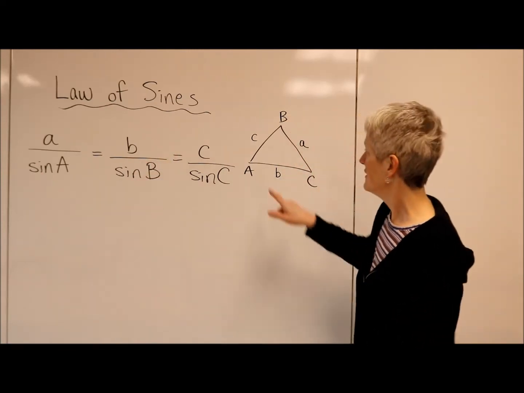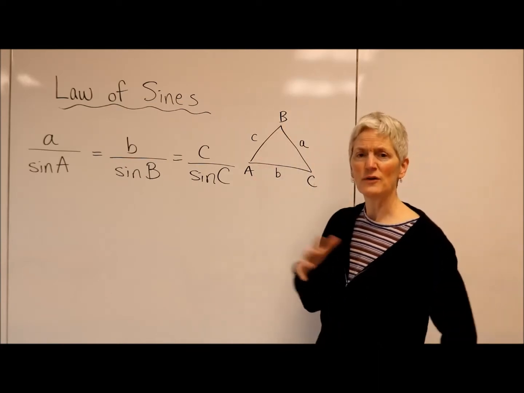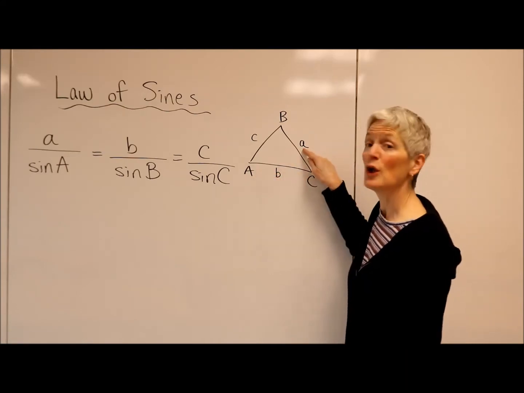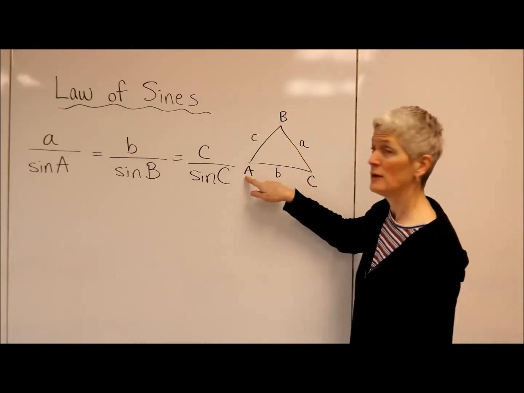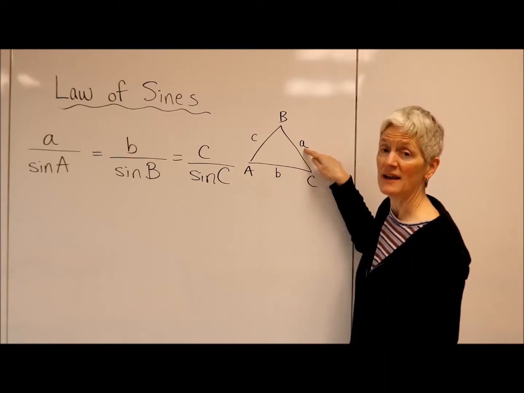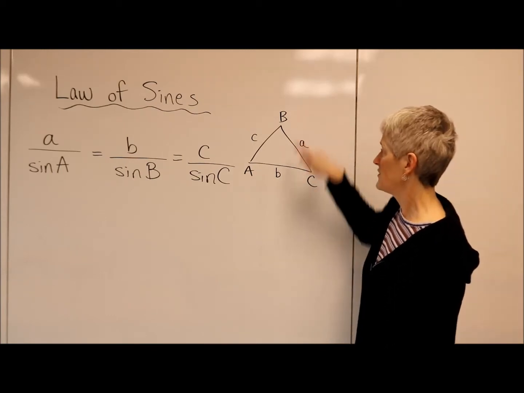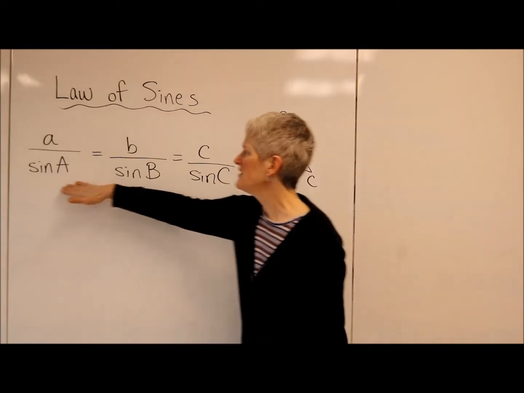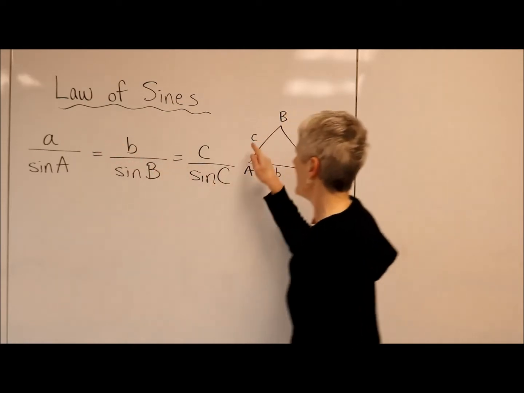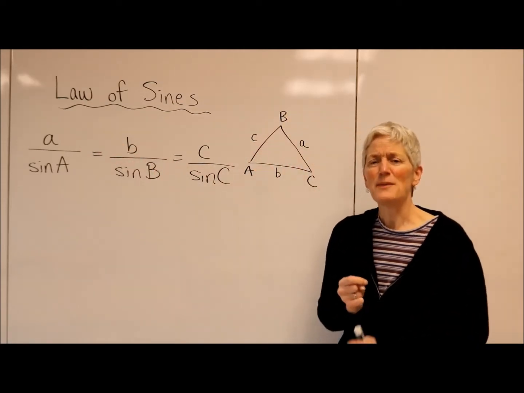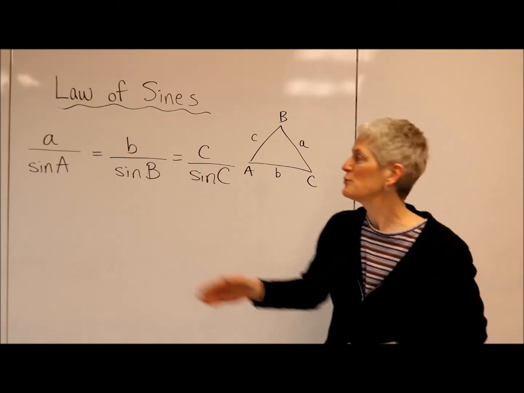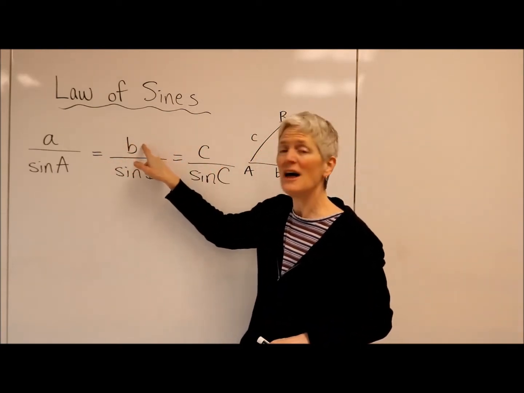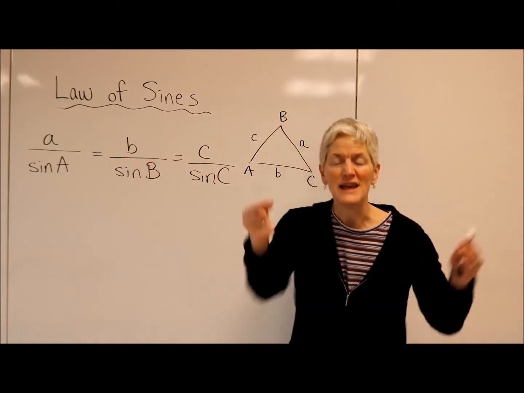So recall that often when we're dealing with trig, we call the sides opposite the angles by the lowercase letter. Angle A, uppercase, is across from side a, lowercase. Angle B is across from side b. Angle C is across from side c, right? So that's what this is saying. Any side of any triangle divided by the sine of the angle opposite is proportional to, or is equal to, any other side divided by the sine of its opposite angle.